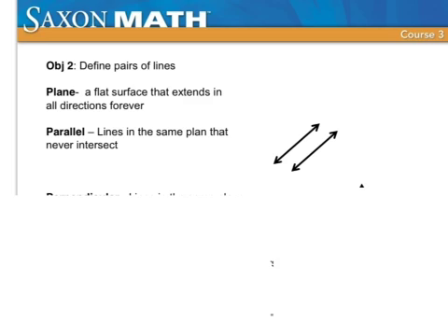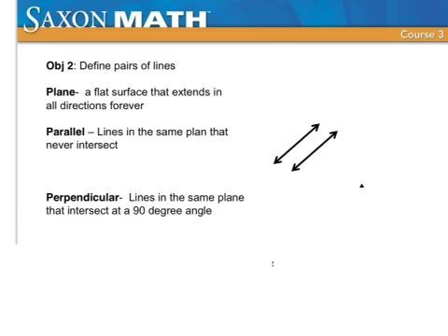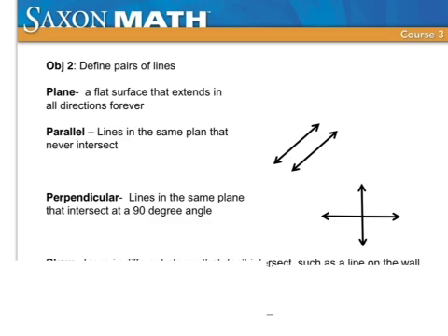Alright, perpendicular lines are lines in the same plane that intersect at a 90-degree angle. So they intersect looking like this.